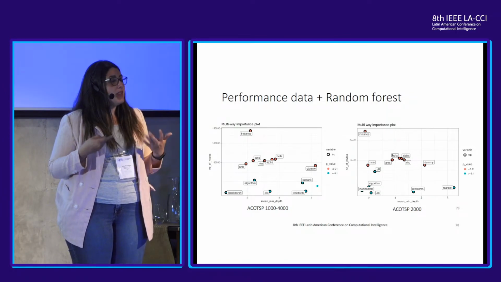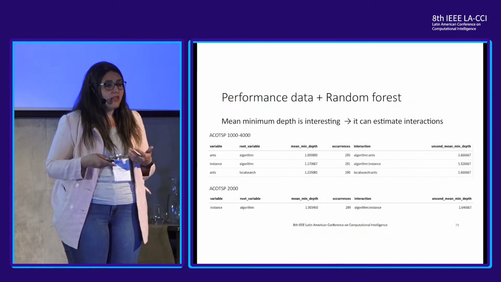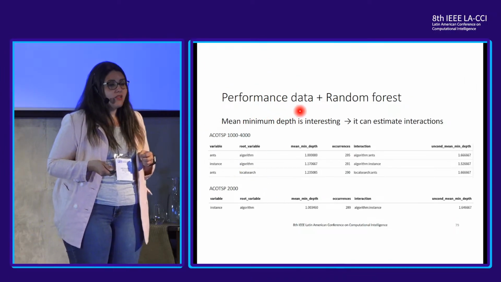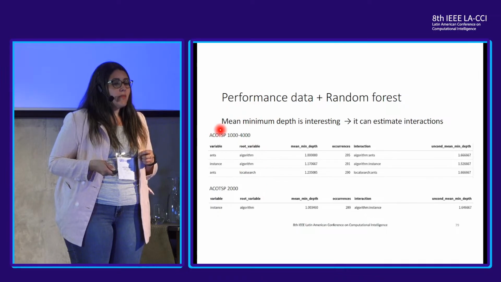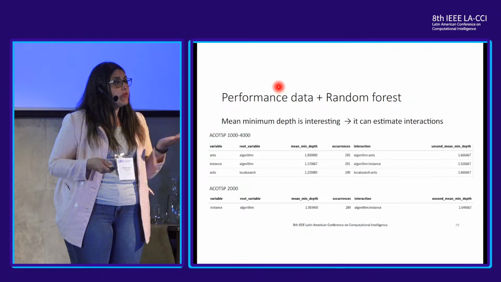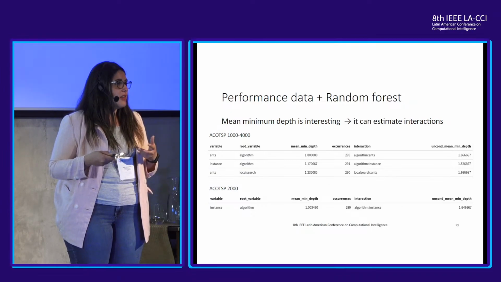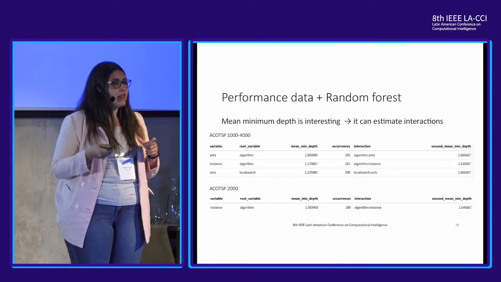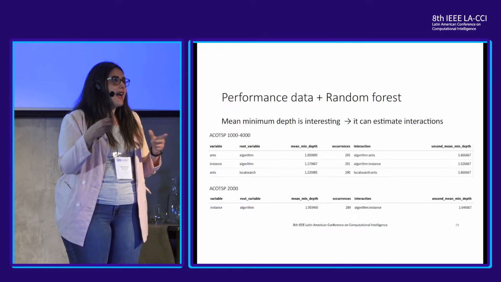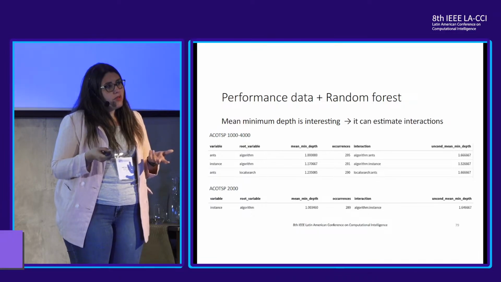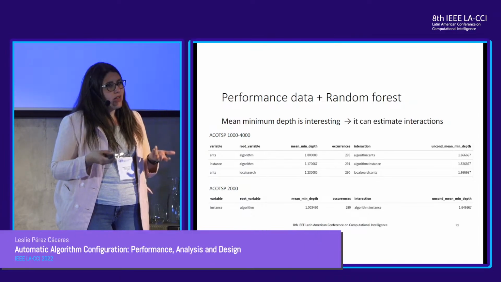We need to investigate maybe more about their interaction, right? Another interesting thing, and this is why we go through this, is that the mean minimum depth is actually able to offer us an estimation of interactions between parameters. And this is very difficult to assess in algorithms, because some components might interact. We know that some components activate some other parameters, but sometimes we have interaction between components that is not really easy to pick up.